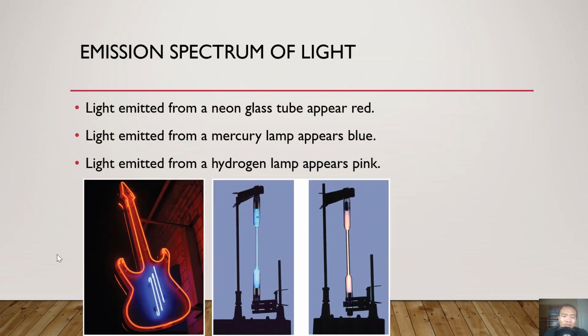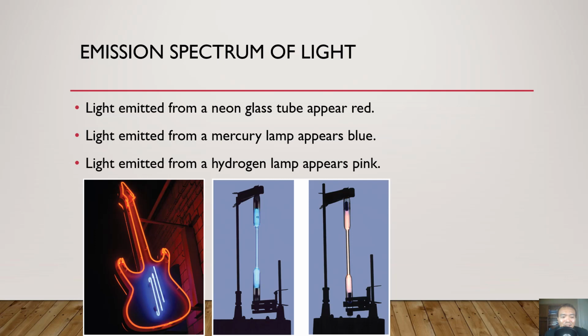In the early 19th century, there's one phenomenon that puzzled the scientists, that is the emission spectrum of light. Here are some examples. The first one, you look at the light emitted from a neon glass tube. The second one is the light emitted from the mercury lamp. And the third one is light from the hydrogen lamp. You'll probably run into this when you do the experiment in your laboratory.